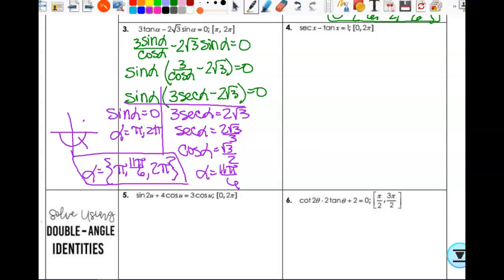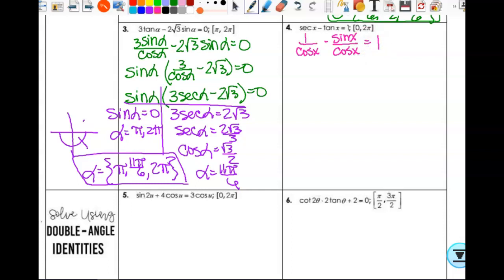All right, what questions we got? Anything? All right, so let's look at number 4. Now, the first thing I write down in number 4, I do not want you to write down. Okay, so put your pencils down, don't write this down. If we start this the same way that we started number 3, it would look like this: 1 over cosine x minus sine x over cosine x equals 1.